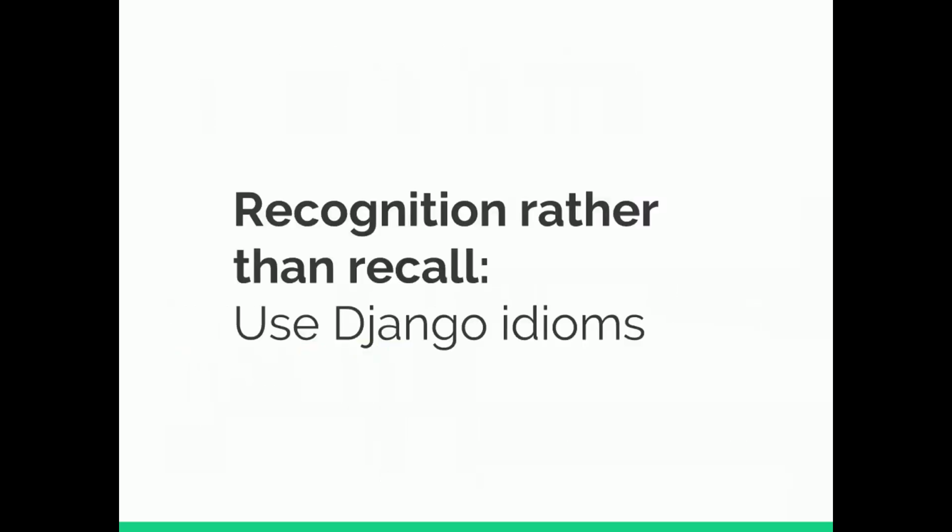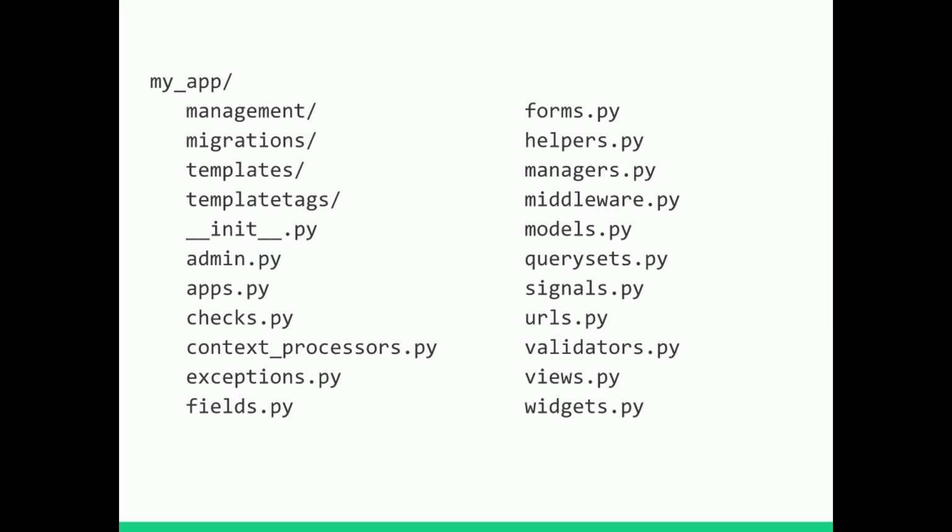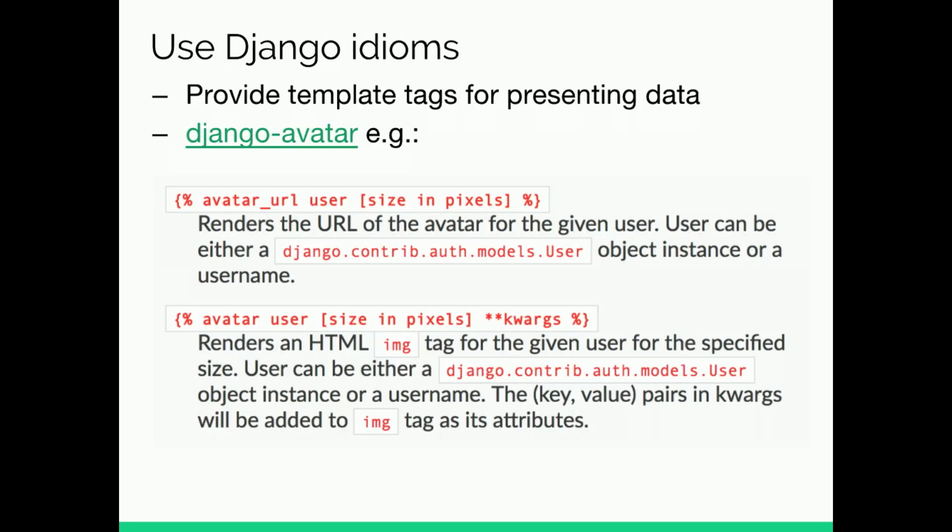But anyway, recognition rather than recall for Django means using Django idioms. And Django has many idioms, many abstractions that you can use, like query sets, models, middleware, managers. If you're writing your own app, you should use those things instead of creating new abstractions. Let's see some examples for template tags, query sets, and views. Template tags, very simple. You should provide template tags for presenting data. Like this library called Django Avatar.